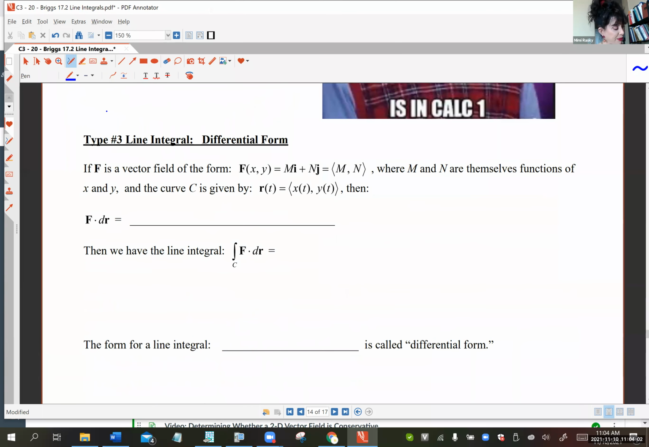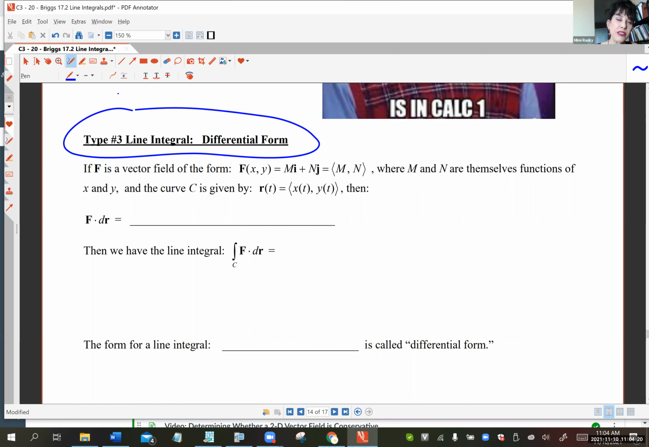Okay, type 3, line integral of a differential form. Now, here's some good news about this third type of line integral and the last type, because there are only 3 types. It's really the same as type 2. Really? Why do you call it type 3? Because it looks a lot different.